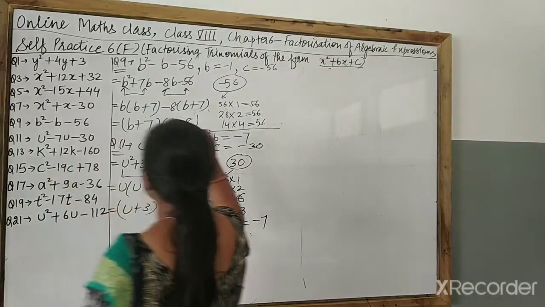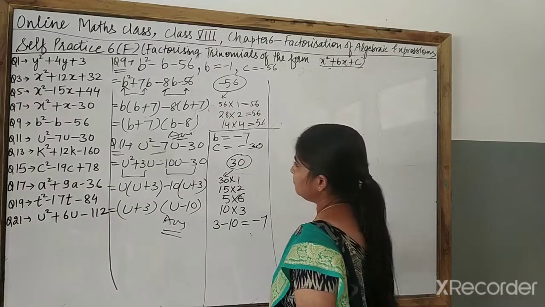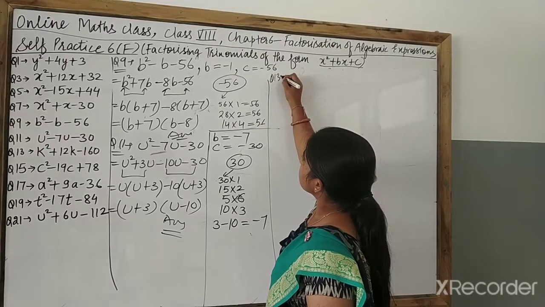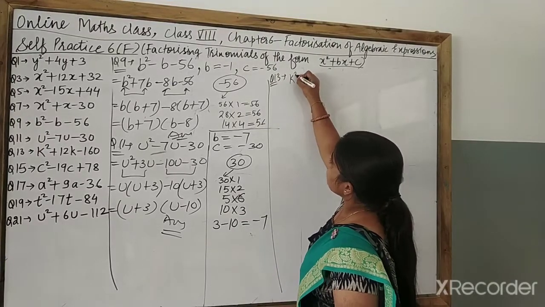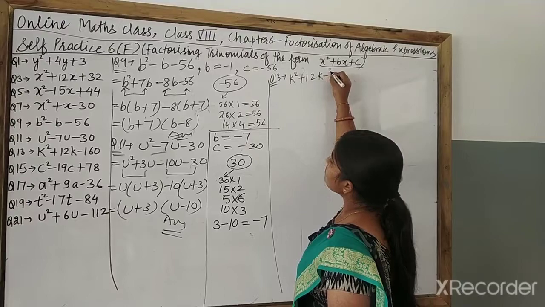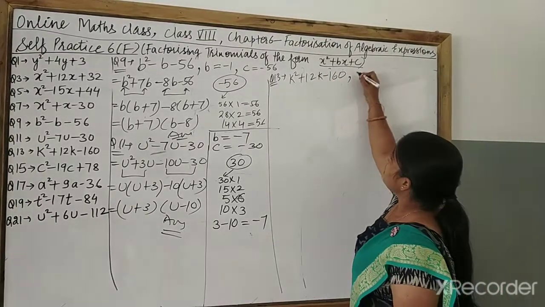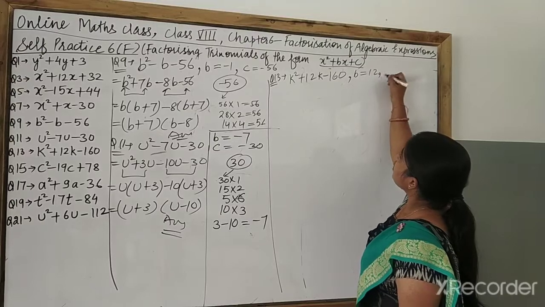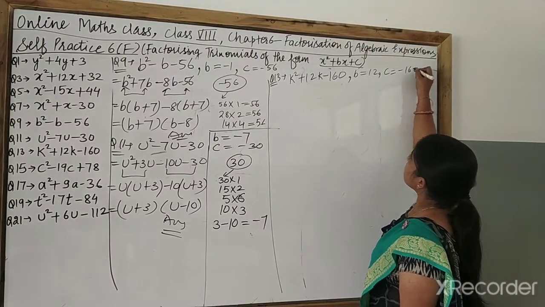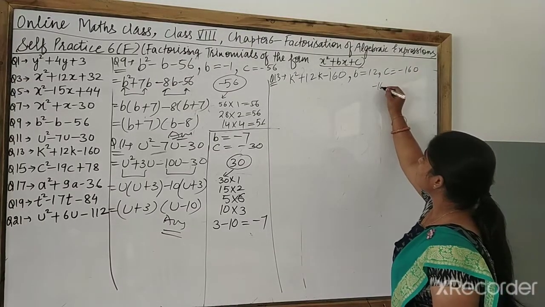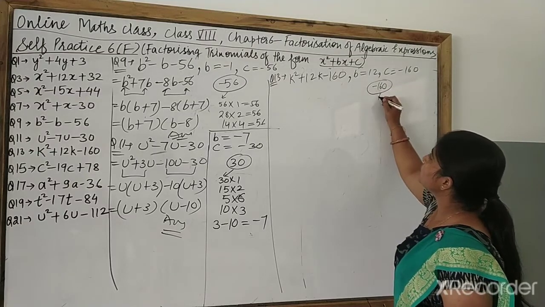Similarly, see the 13th question. Question number 13 is k square plus 12k minus 160. Okay, so split 160. See what is b? Here b is 12. And what is c? c is your minus 160. So split minus 160 in such a way that I can get 12.